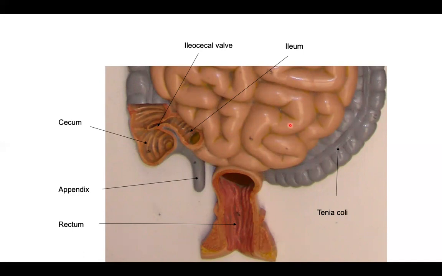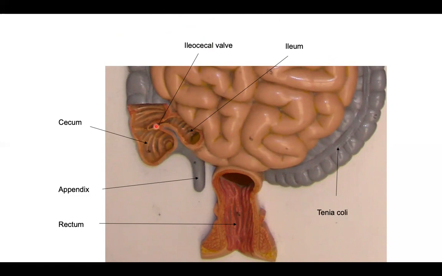In this picture, you're looking at a different model, but the same structure would be visible. So if you can imagine, this is the superior part of the small intestine. That would be your jejunum, and this part would be your ileum connecting to the first part of the large intestine, which is the cecum.